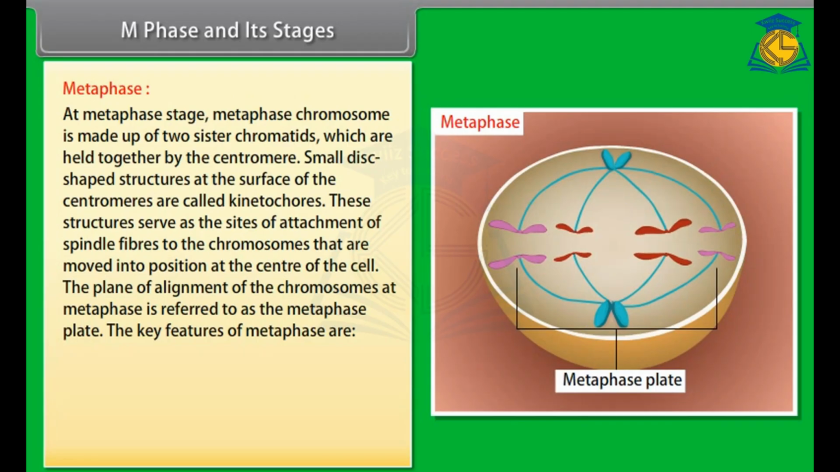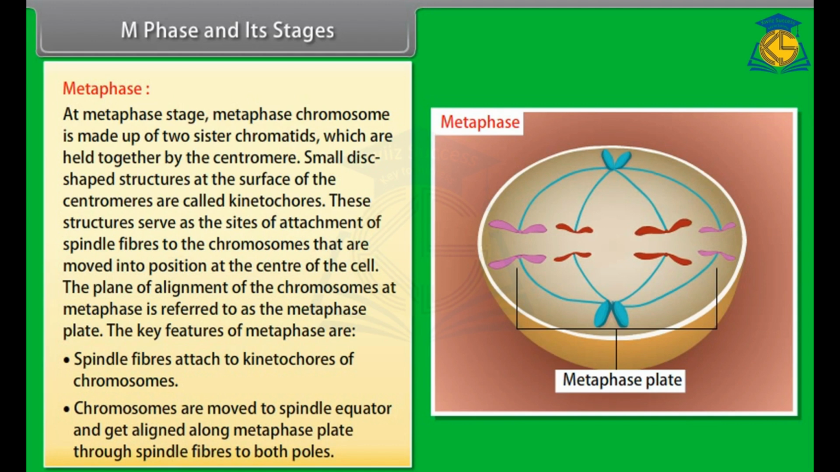The key features of metaphase are spindle fibers attached to kinetochores of chromosomes. Chromosomes are moved to the spindle equator and get aligned along the metaphase plate through spindle fibers to both poles.